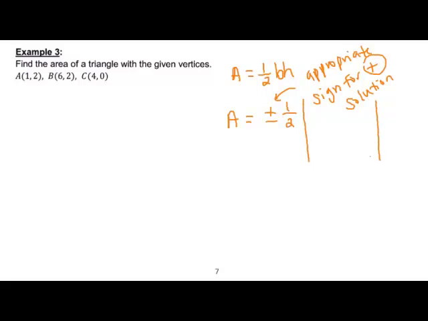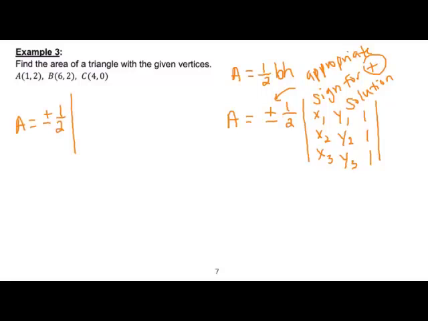Then to get the base times height part of the formula, we are going to take the vertices and put them into a matrix. So we're going to take our x values, and that's going to make up our first column. So x1, x2, x3. Our second column is our y's, so y1, y2, and y3. And our third column is just 1's. Now if we find the determinant of this matrix and multiply that times 1/2, that will get us the area of the triangle. So let's go ahead and do this example.